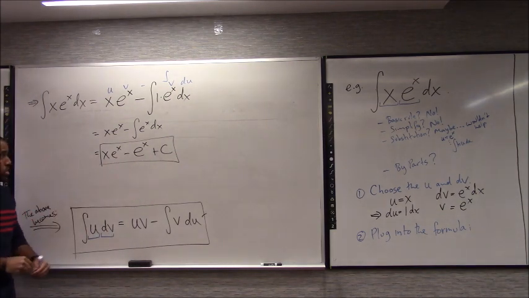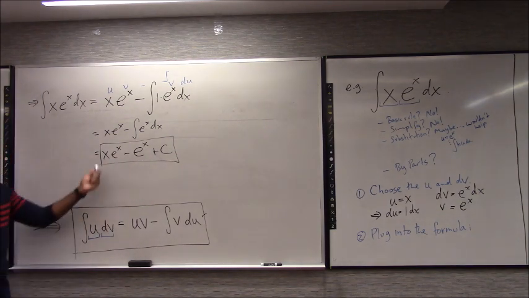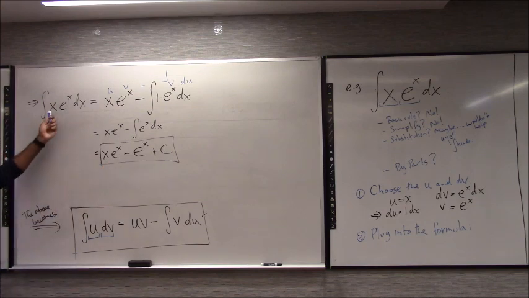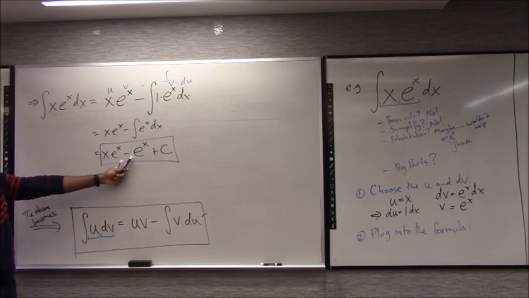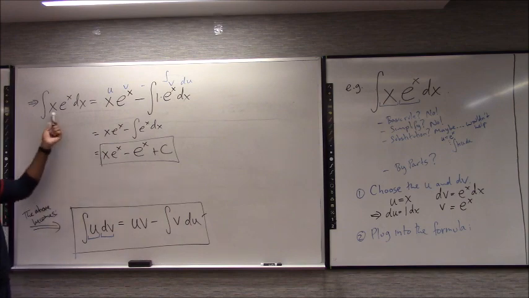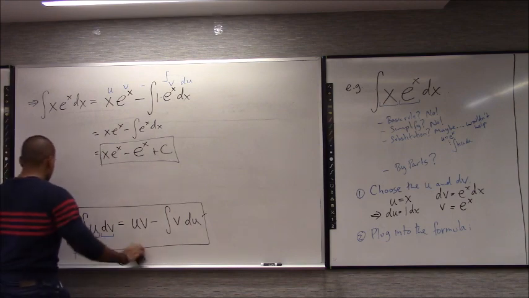And you can check for yourself. Remember, if you differentiate the answer, you should get the original integrand. Differentiating this by the product rule, you'd have x e to the x plus e to the x. Then the derivative of that is minus e to the x. The e to the x's will cancel. You'll get back x e to the x. That's actually the correct answer.